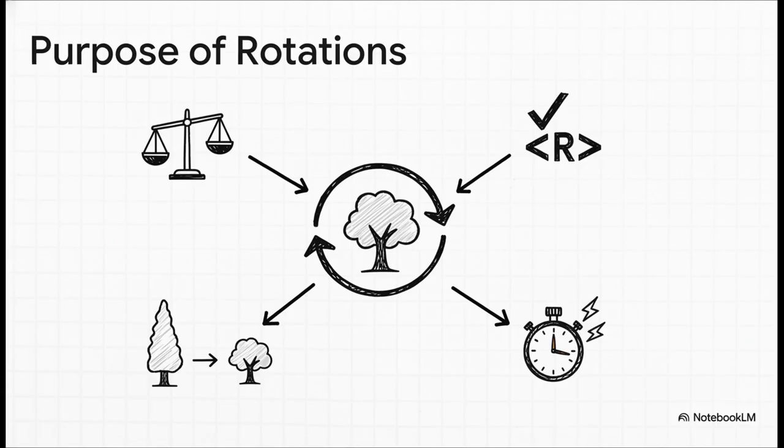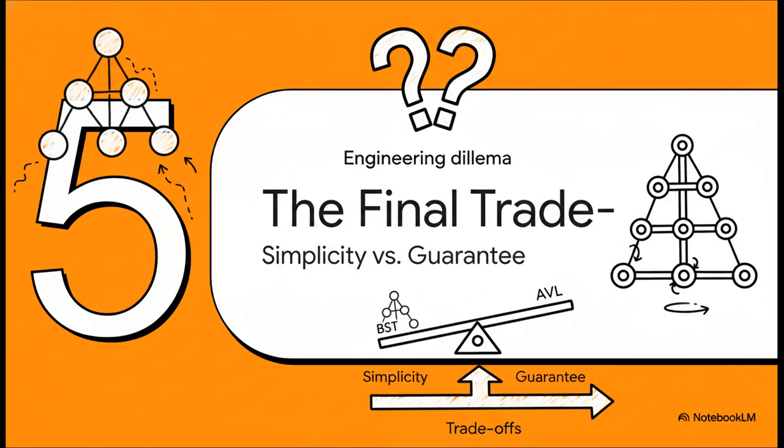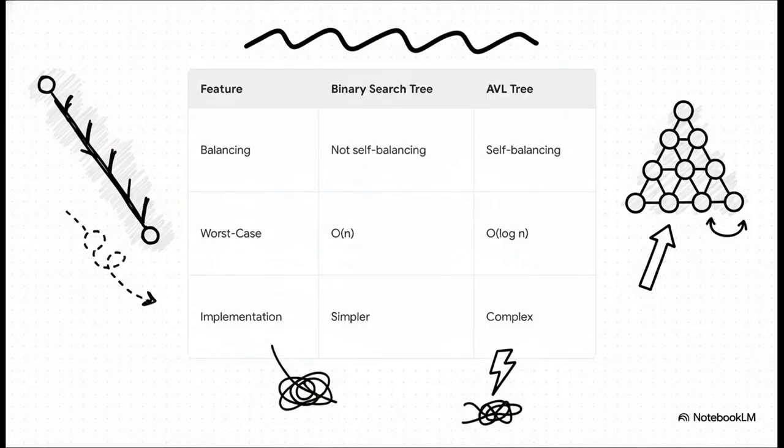It's a guaranteed win. So we have the simple but sometimes fragile BST, and we have the more complex but always reliable AVL tree. This brings us to a classic engineering dilemma. Which one do you actually use? It's not really about one being better, it's about understanding the trade-offs. Let's just lay it all out.